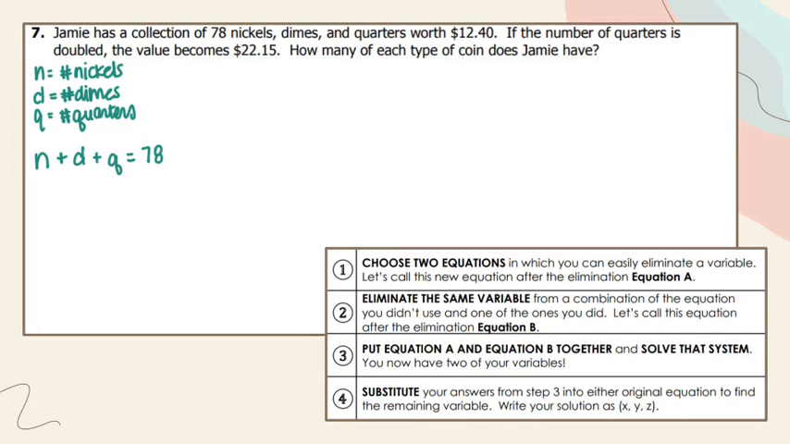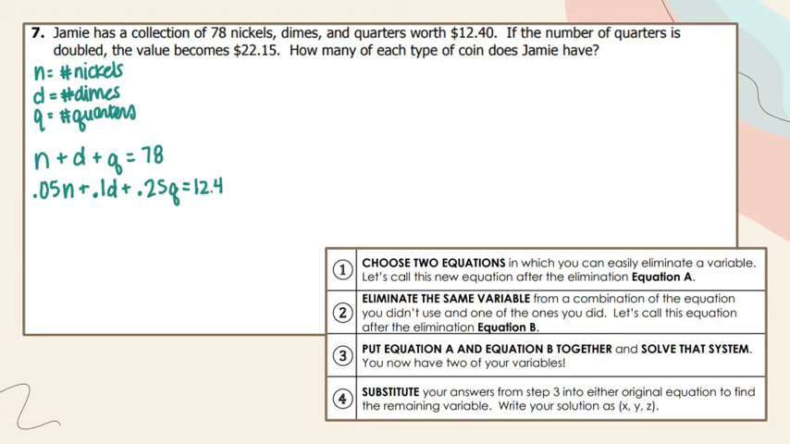All right. Then we know that it's worth $12.40. So we know the value of nickels, dimes, and quarters already. A nickel is worth 5 cents. So that would be 0.05 times the number of nickels that you have. And then dimes are worth 10 cents, so 0.1 times the number of dimes, and then 0.25 times the number of quarters. When you add all of that up, it should total $12.40.